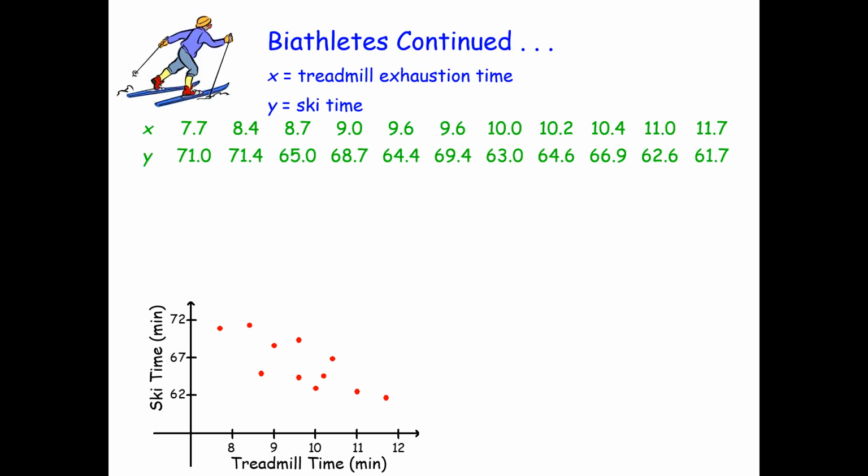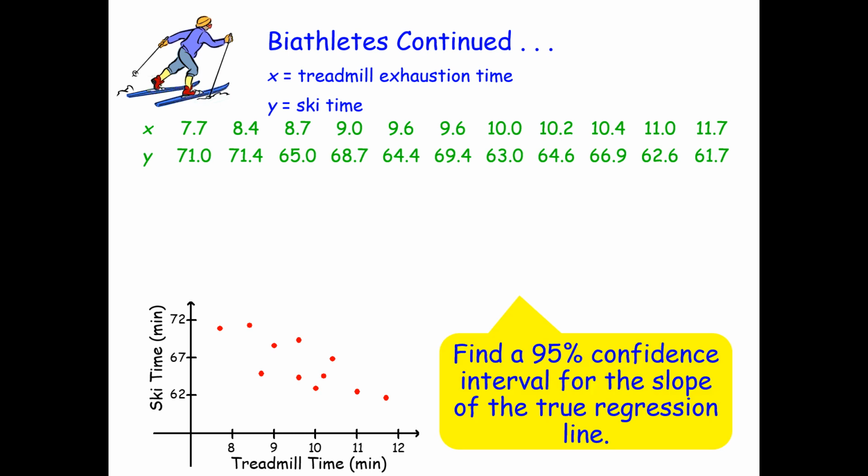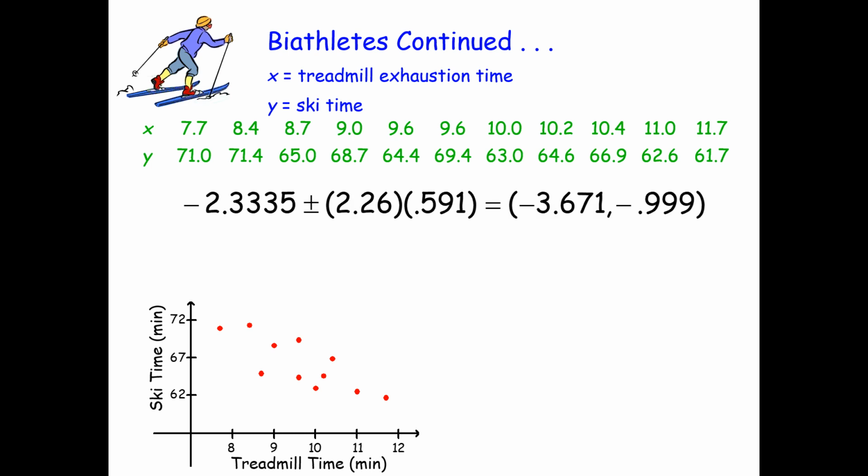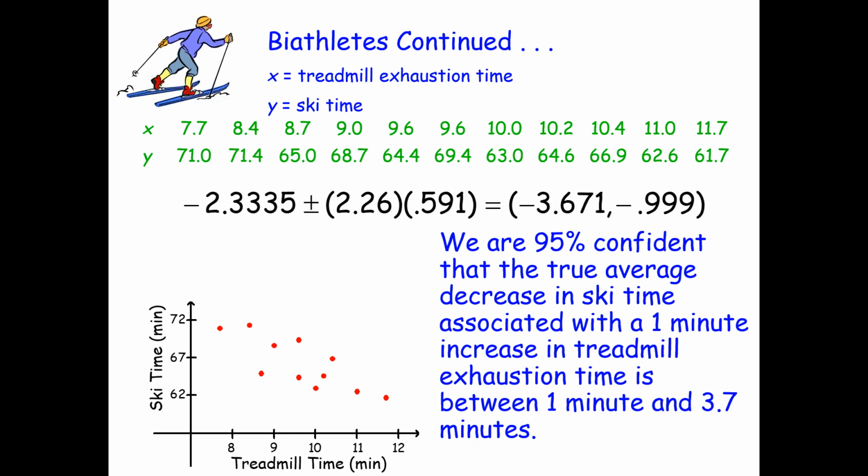So here we have our data. It reminds us what x and y are, and our scatter plot. So we're going to find a 95% confidence interval for the slope of the true regression line. So here we have negative 2.3335 plus or minus 2.26 times 0.591, which is going to give us negative 3.671 to negative 0.999. So we're saying that we're 95% confident that the true average decrease in ski time associated with a 1-minute increase in treadmill exhaustion time is between 1 minute and 3.7 minutes.